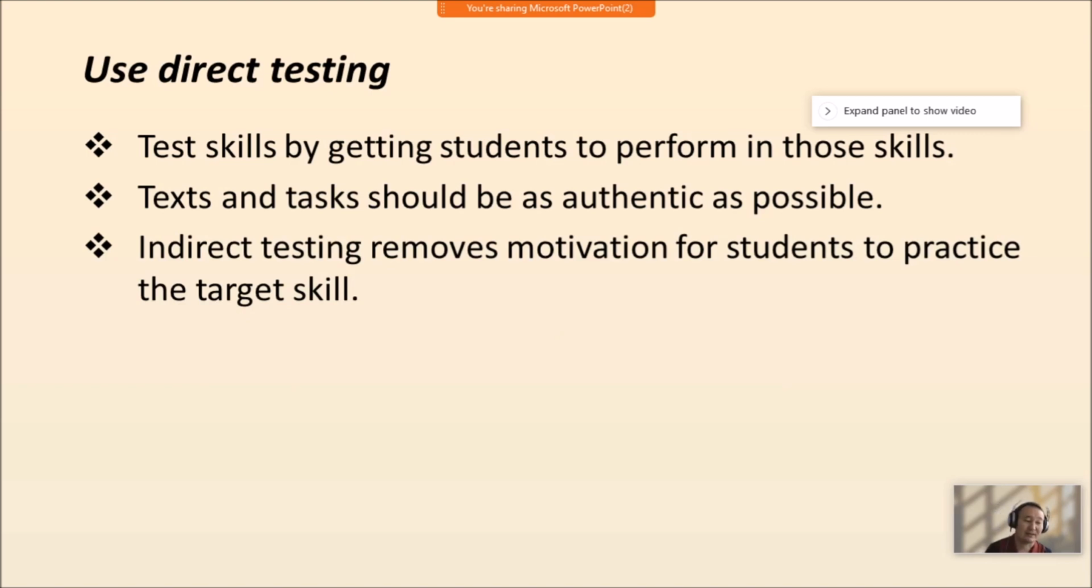Use direct testing, yeah, especially in productive skills. Yeah, you must use direct testing, because if you don't use direct testing, students will not be motivated to use it, to practice it. For speaking and writing, we should always use direct testing. And pronunciation, try to avoid using indirect testing. Try to avoid using odd one outs. Instead, have your students pronounce those words. Yeah, for example.